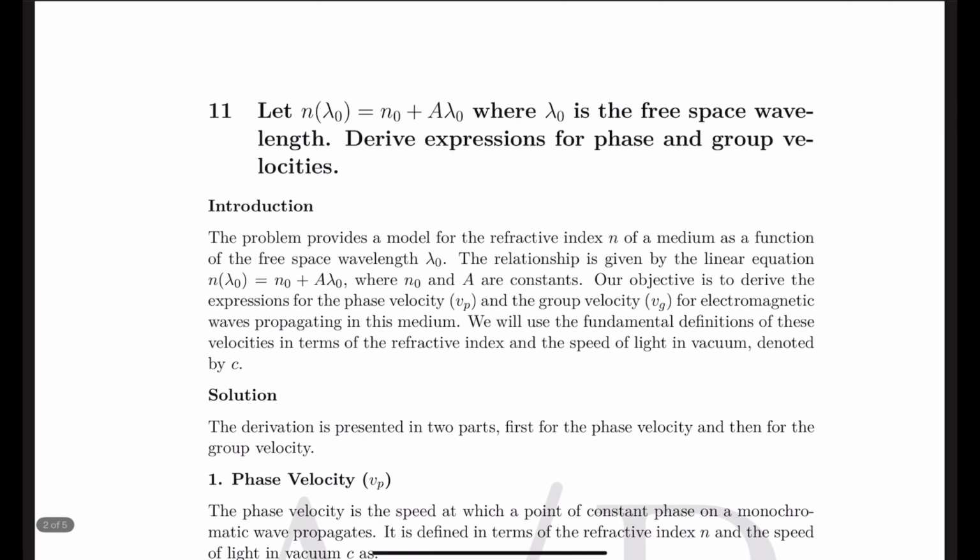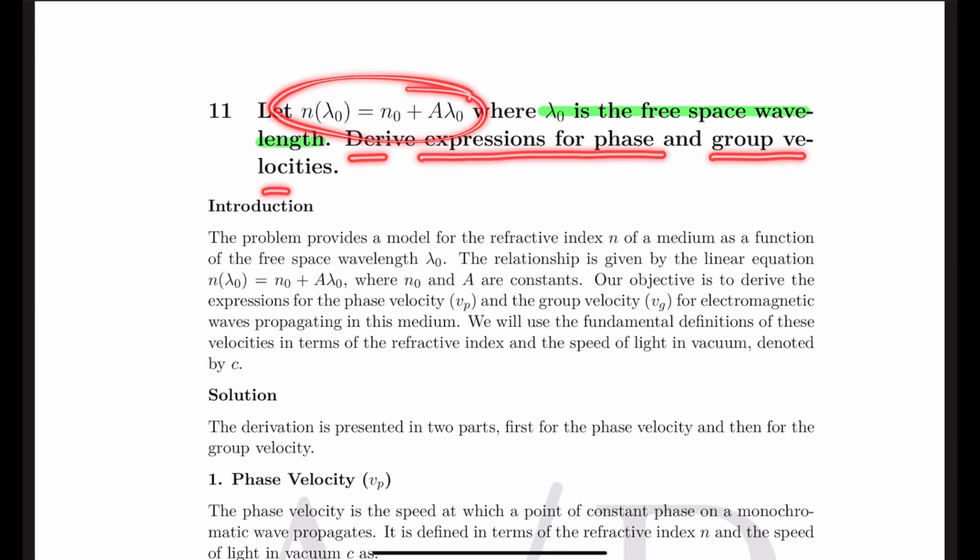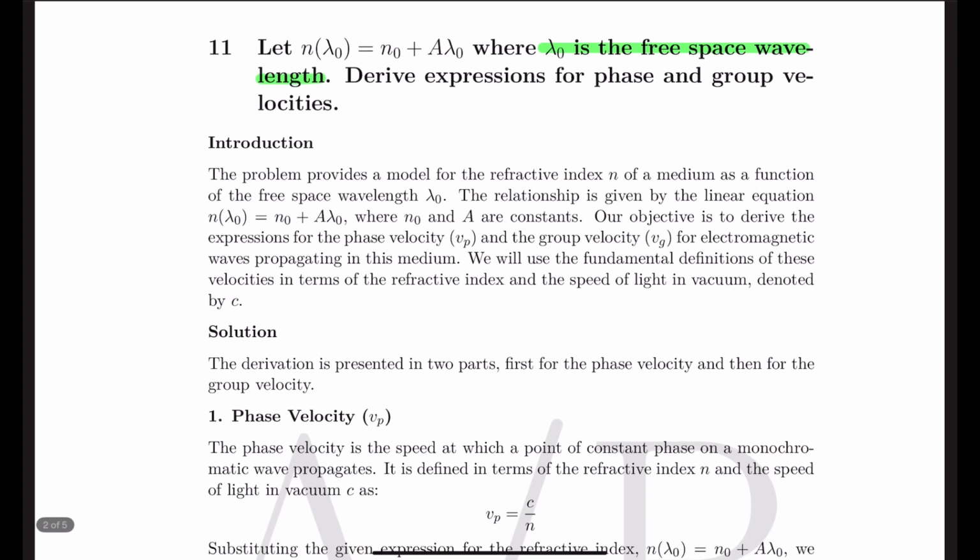Question 11 says: let n equals n naught plus a lambda naught, where lambda naught is the free space wavelength. You are required to derive expressions for the phase and group velocity. So for this particular refractive index, we are going to find expressions for phase and group velocity.